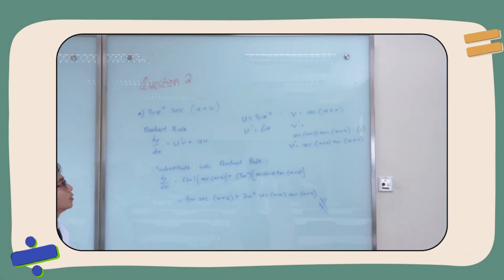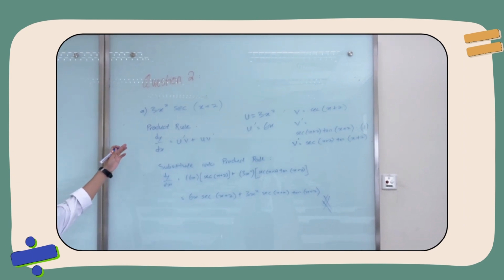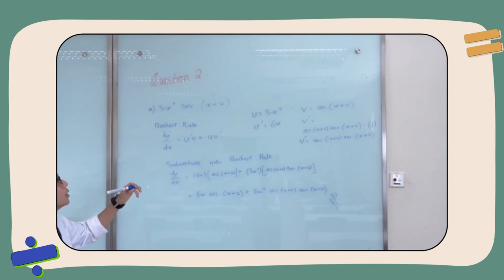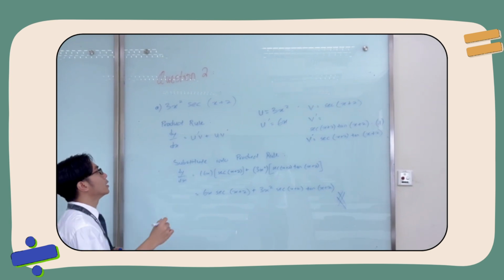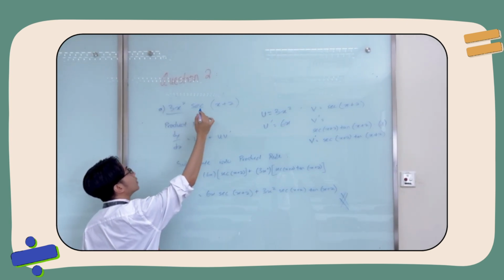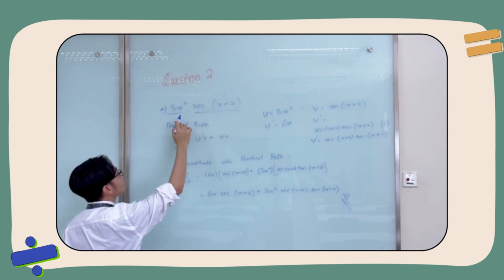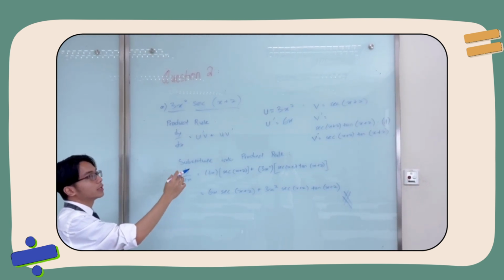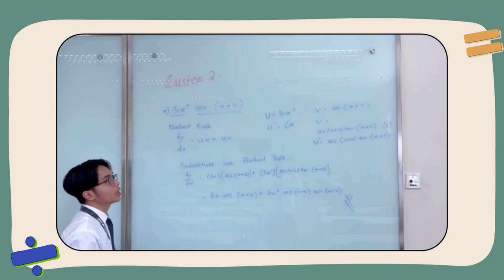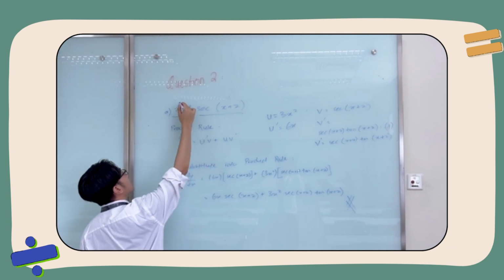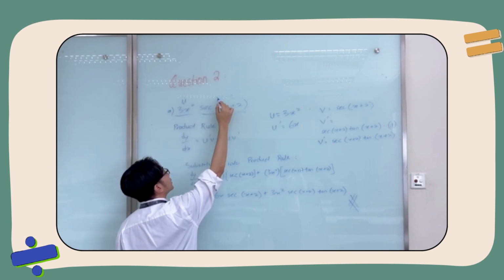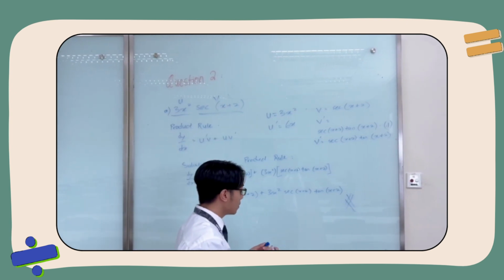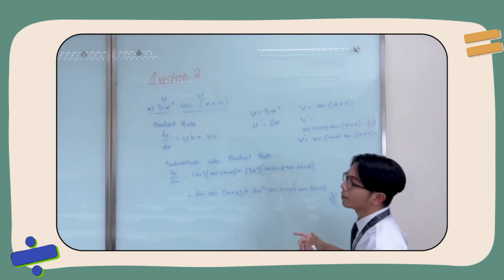Answer this question. The question that I'm given is 3x squared times sec x plus 2. In this question you see there are two different functions, that is 3x squared and sec x plus 2. So in this case we have to use the product rule, that is u prime v plus u v prime. We label this as u and we label this as v. Now we have to find the derivative of each of them.